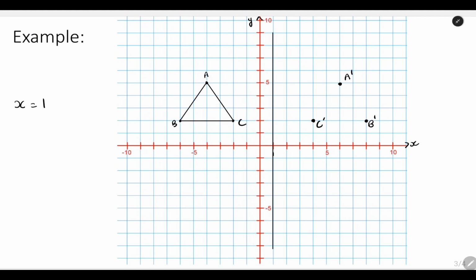And then to get the image, we just connect the dots. And that gives you the image of the triangle ABC over the mirror line, x equals 1. And that is as simple as that. So if you have a shape with plenty of vertices, then you will have to do plenty of work.